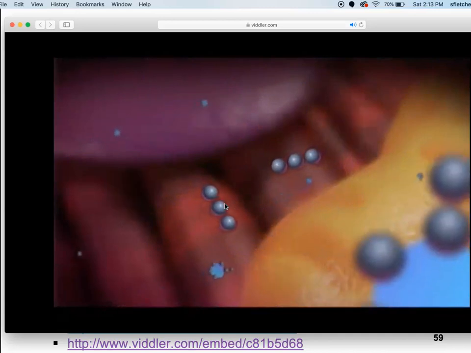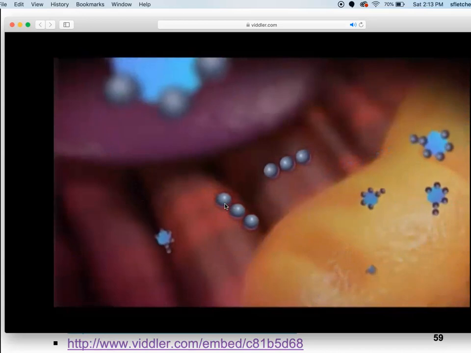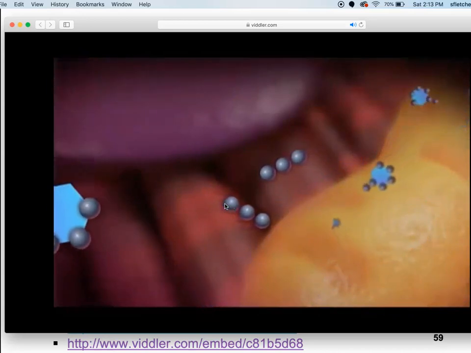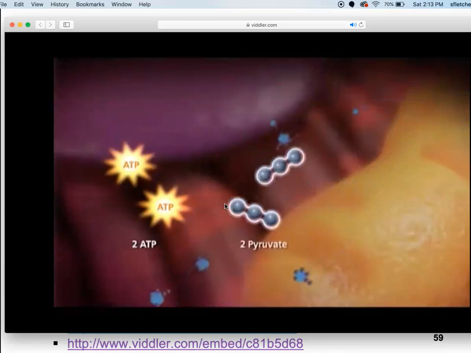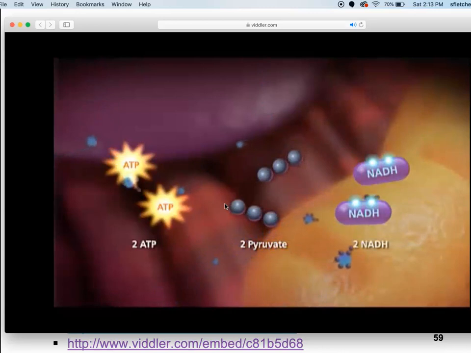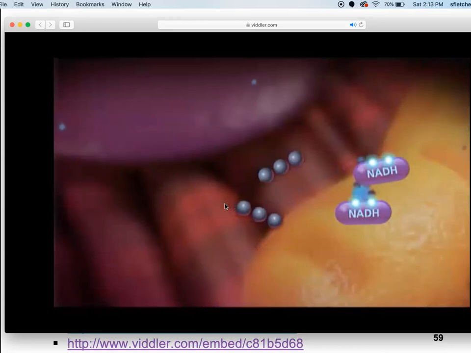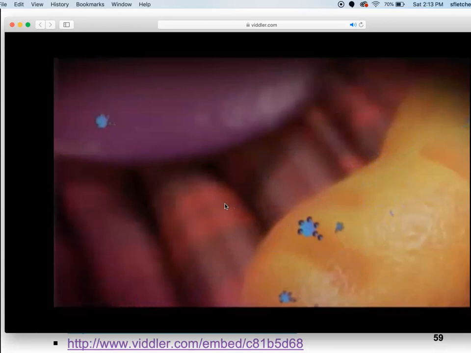Glycolysis is a 10-step reaction that involves the activity of multiple enzymes and enzyme assistants. In the process, a net of 2 molecules of ATP, 2 molecules of pyruvate, and 2 high-energy electron-carrying molecules of NADH are produced. When oxygen is present, the pyruvate molecules and NADH enter the mitochondria, and the next stage of cellular respiration begins.